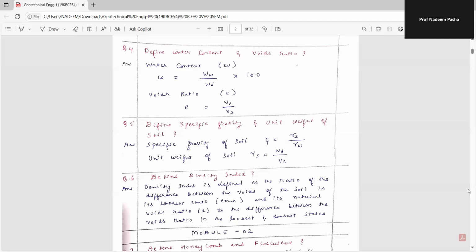Now define density index. How do you define density index? Density index is defined as the ratio of the difference between the voids ratio of the soil in its loosest state, emax, and its natural voids ratio, e, to the difference between the voids ratio in the loosest and densest state.